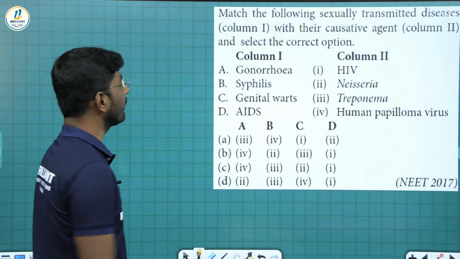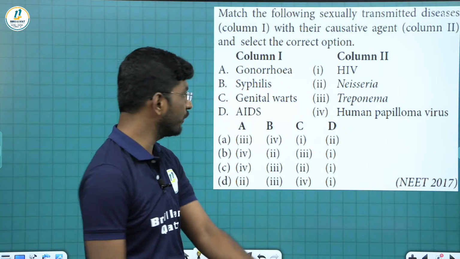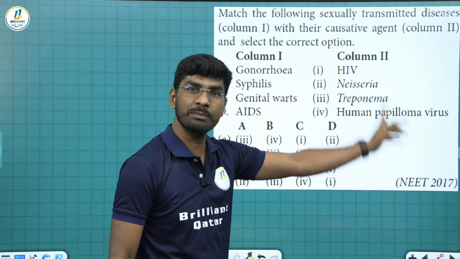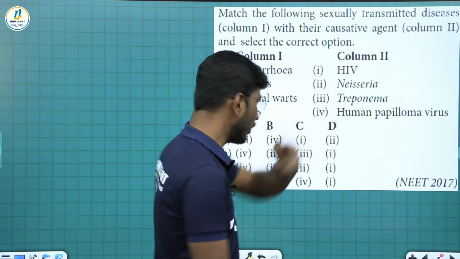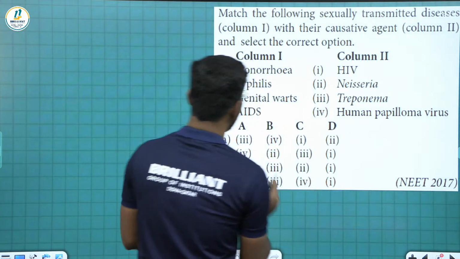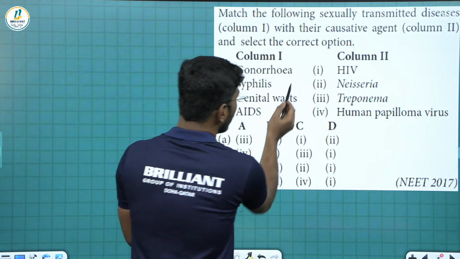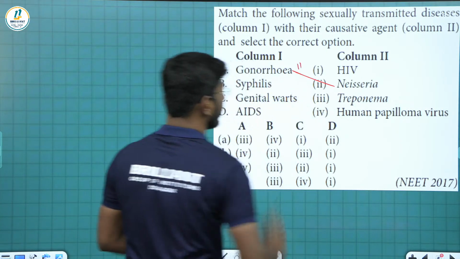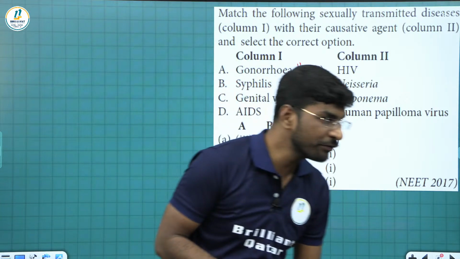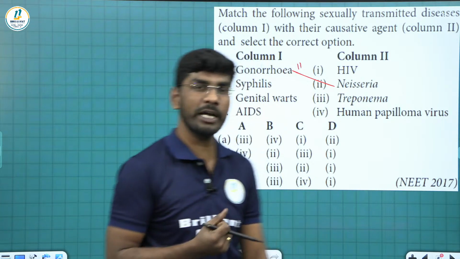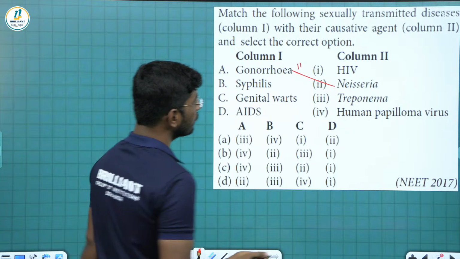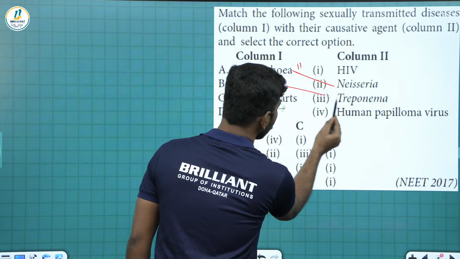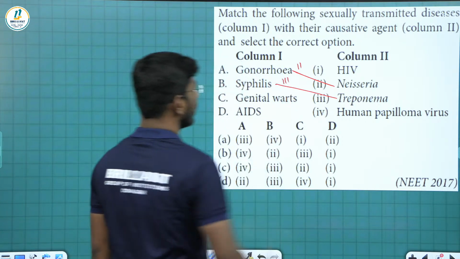Next, what about this question? Question number 3. Very easy. Try all of you. It is NEET 2017. They asked to match the following. Come on, all of you try. First one is given, gonorrhea. I told you gonorrhea is Neisseria gonorrhoeae, bacteria name. So 2 I'm writing here. Syphilis, any one of you try this one. What is the correct answer, beta? Syphilis is what? Tell me. Treponema pallidum. So number 3 I am writing here.